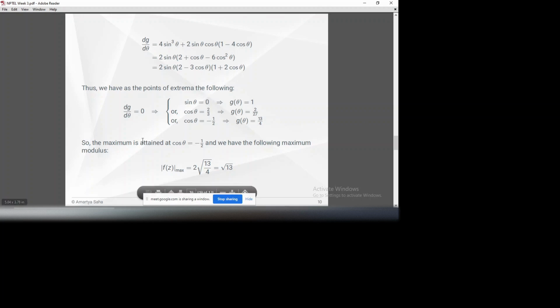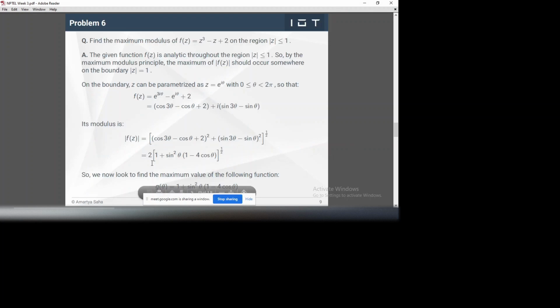So that is why I have written: the maximum is attained at cos θ equal to minus half, and accordingly we have the following maximum modulus, right? So this is 2 multiplied by the square root of g(θ).